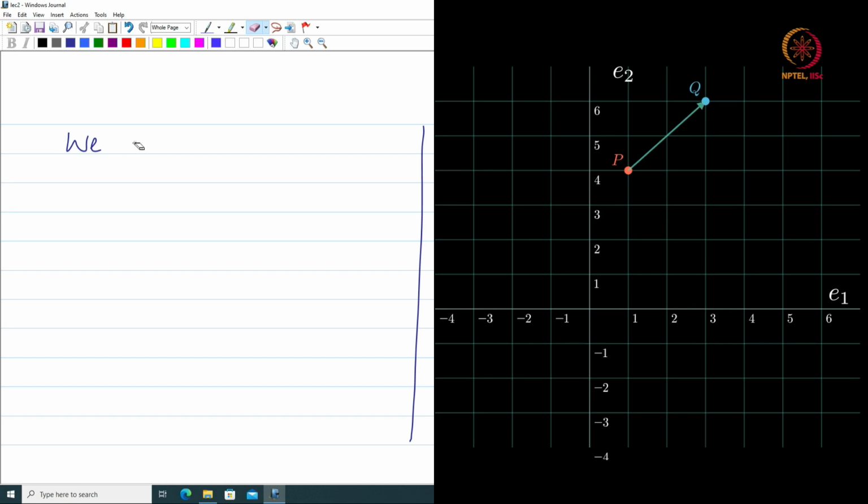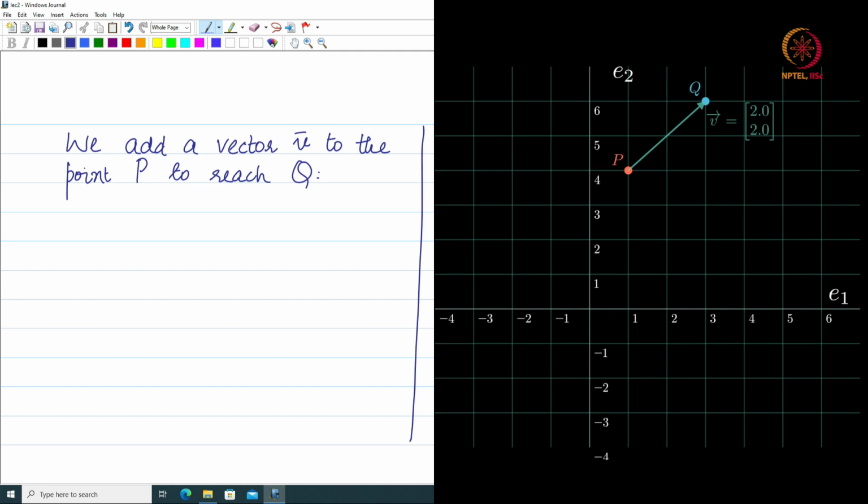So, we add a vector to a point and that operation was allowed. We add a vector v to the point P, to basically reach the point Q, right. That was something known. So, now let us define something interesting.